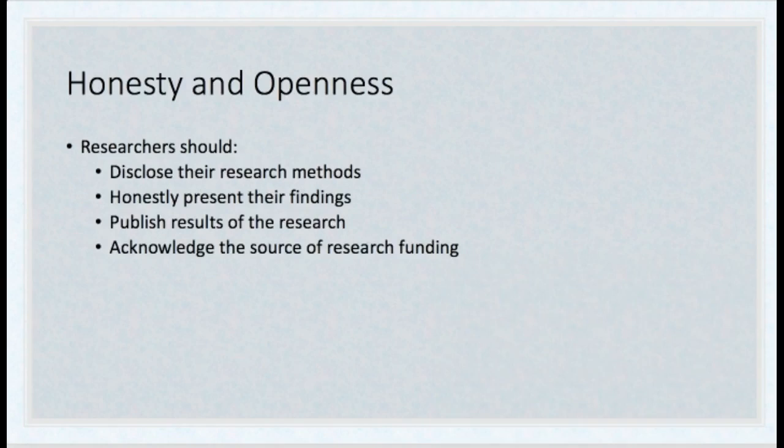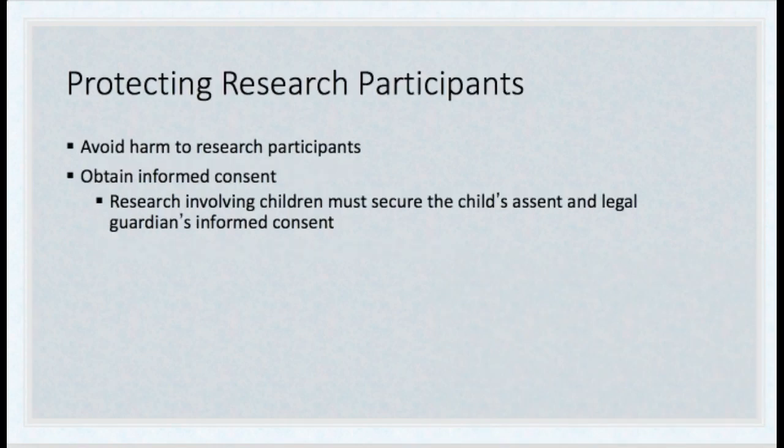So with honesty and openness, researchers should disclose their methods, present their findings, publish their results, and acknowledge the source of funding so that people can make sure that it's not being compromised. And this is hard to do because sometimes your findings are not what you hoped they would be, and you really don't want to publish because you're disappointed, and that happens, but we're still supposed to move forward with the results we actually got.